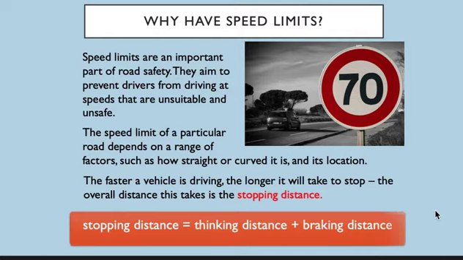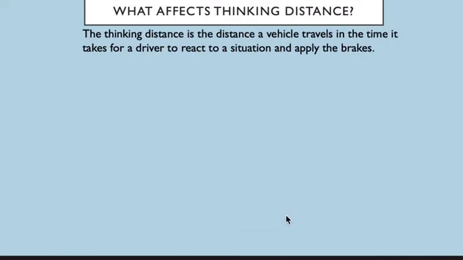Now we're going to look today at the factors that affect the stopping distance, and to do that we need to look at what are the factors that affect the thinking distance and what are the factors that affect the braking distance. So stopping distance of a vehicle equals the thinking distance plus the braking distance. The thinking distance is the distance a vehicle travels in the time it takes for a driver to react to a situation and apply the brakes.